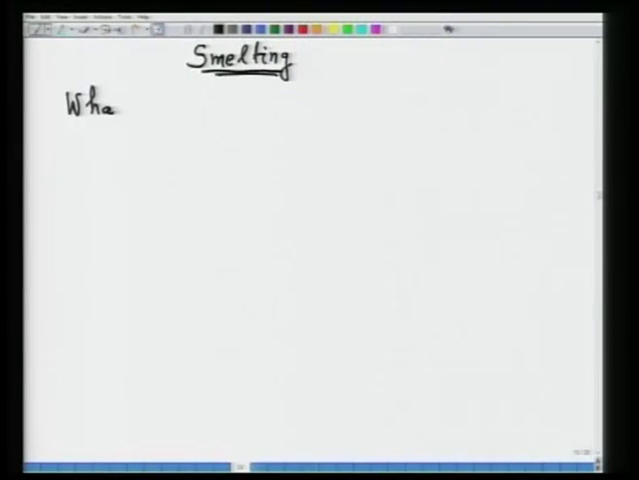So, today I am going to take the next unit process for pyrometallurgical extraction of metals from ores. So, the next process is smelting. Now, in fact, let us see what is smelting. What is smelting?